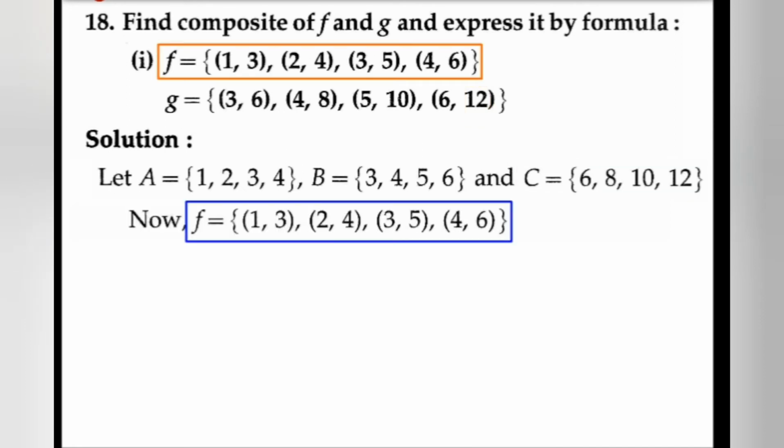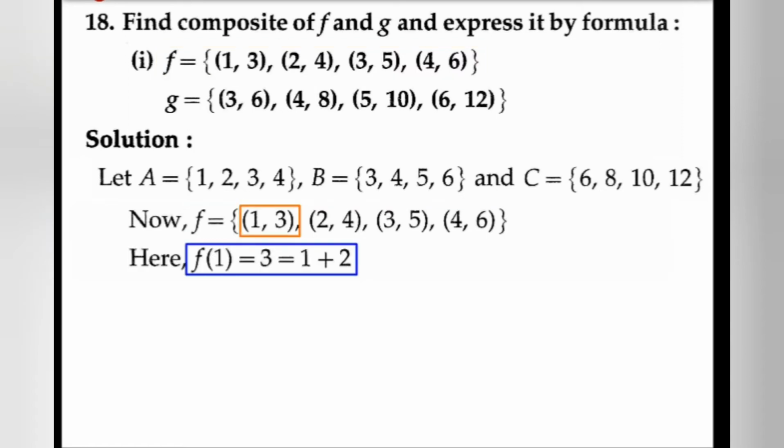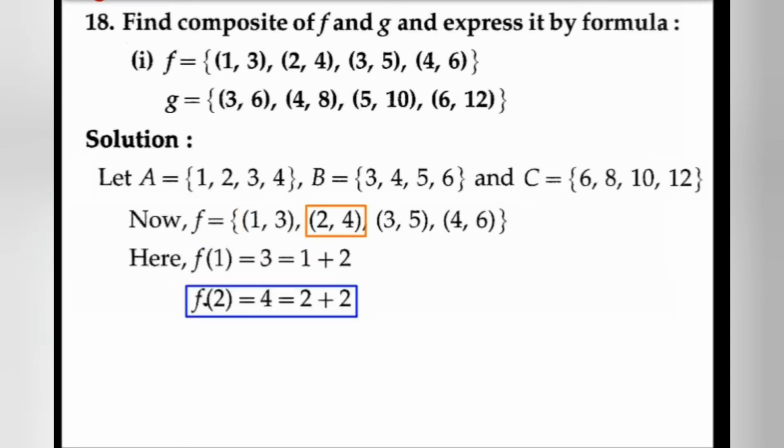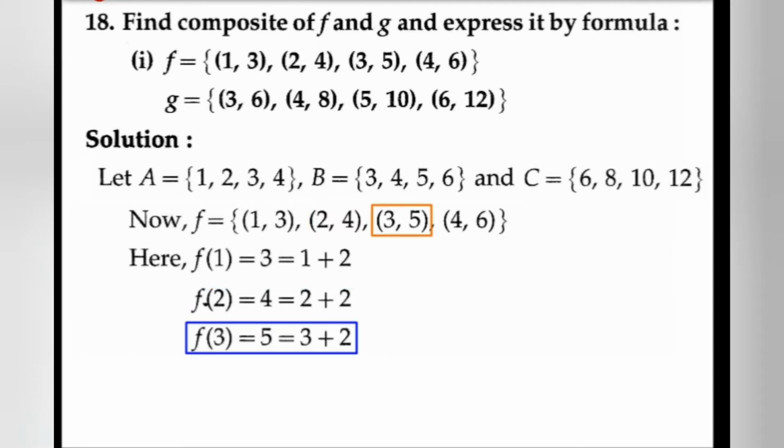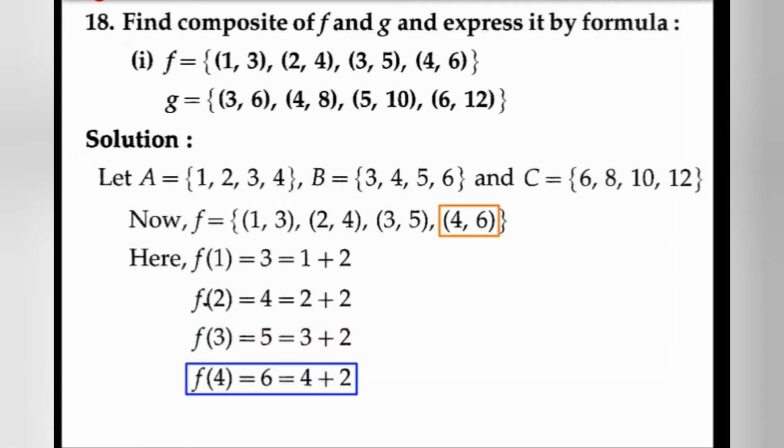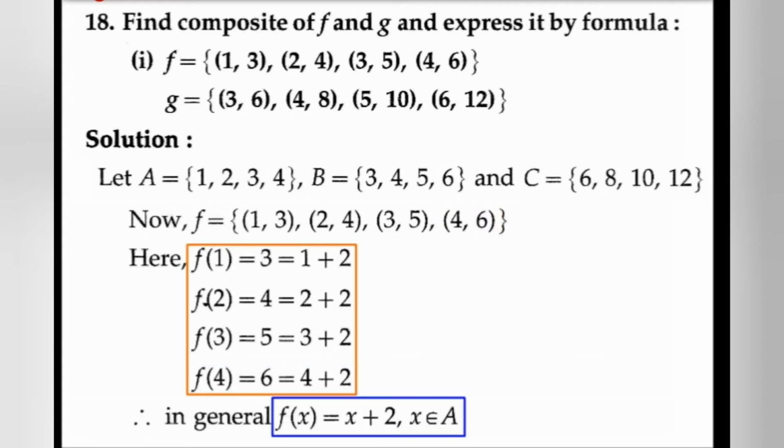Now, f is equal to the set {(1, 3), (2, 4), (3, 5), (4, 6)}. Here, f(1) is equal to 3, which is 1 plus 2. f(2) is equal to 4, that is 2 plus 2. f(3) is equal to 5, that is 3 plus 2. f(4) is equal to 6, that is 4 plus 2. Therefore, in general, f(x) is equal to x plus 2, x belongs to A.